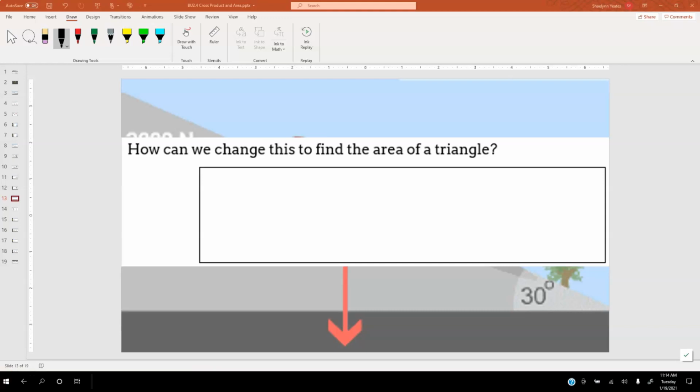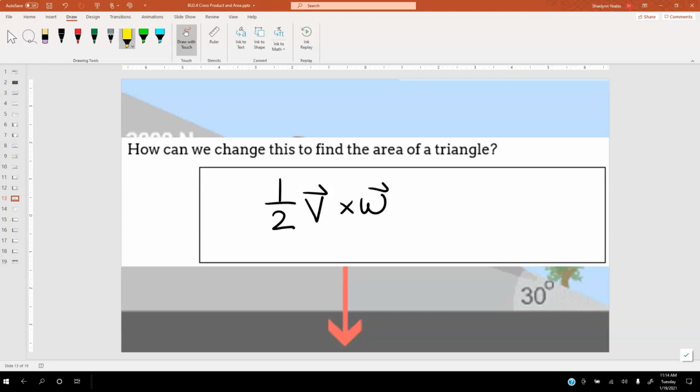So now the question is, how can we change this to find the area? To find the area of a parallelogram, we just take the cross product of two vectors that we create using one of the vertices of the parallelogram. The only difference between the area of a parallelogram and the area of a triangle is they're both base times height, but one is divided by 2. So we're going to take this and multiply it by 1/2.